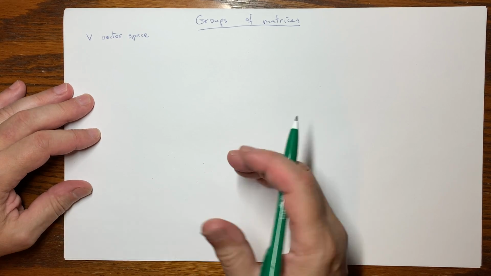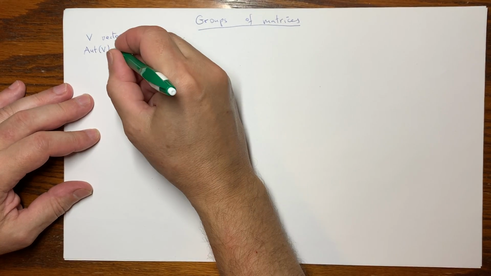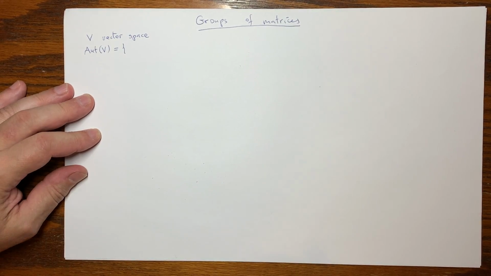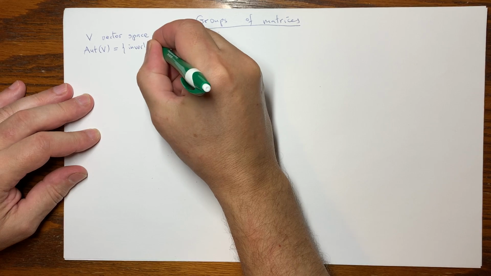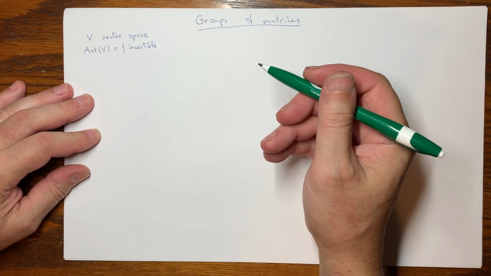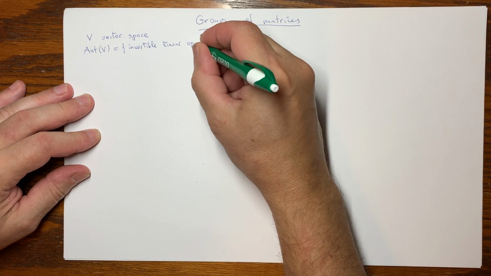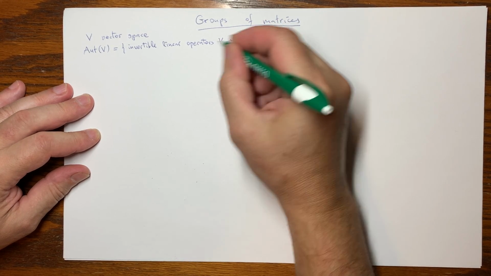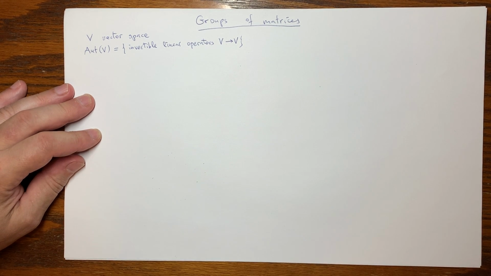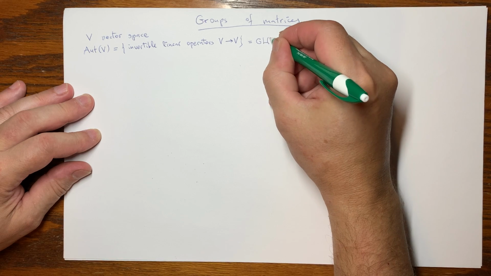And then the group of symmetries of such a vector space will be the collection of all invertible linear maps from the vector space to itself. Such linear maps are called linear operators if they start and end in the same vector space. On top of that, we assume them to be invertible, so that under composition they will form a group. This group is called the general linear group of the vector space V.